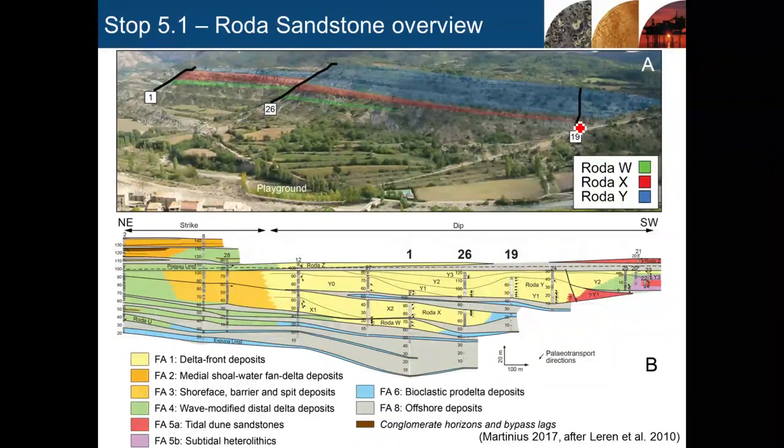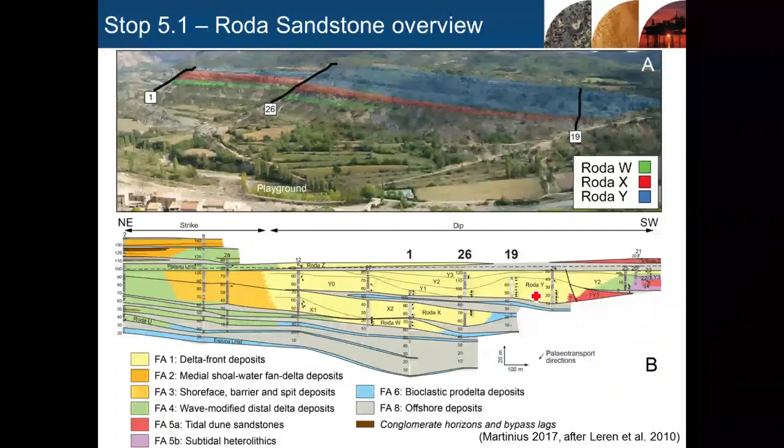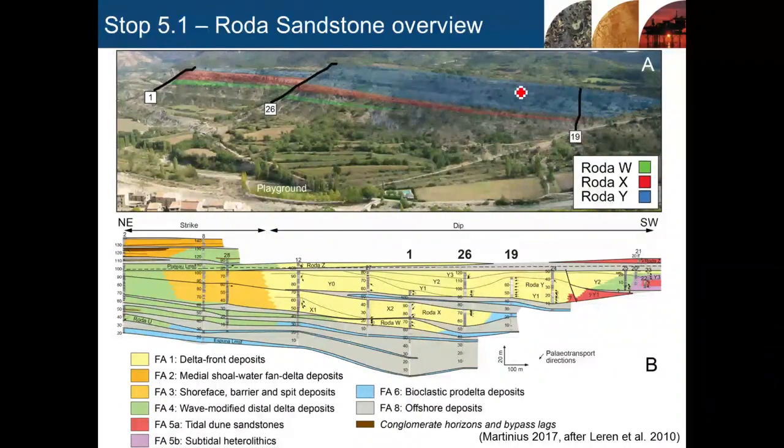And the upper sandstone unit, that's Roda Y. That's more continuous. In the correlation panel it's shown as thickening slightly from left to right as we go from measured section 1 to measured section 19, and again that's borne out by what we can see in the hillside in here.